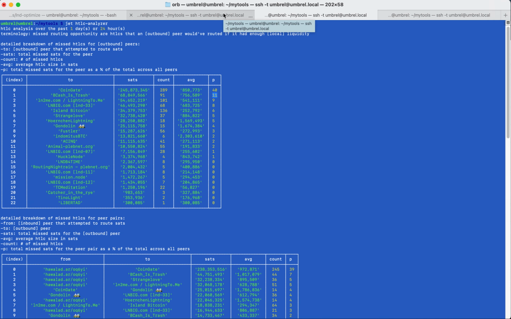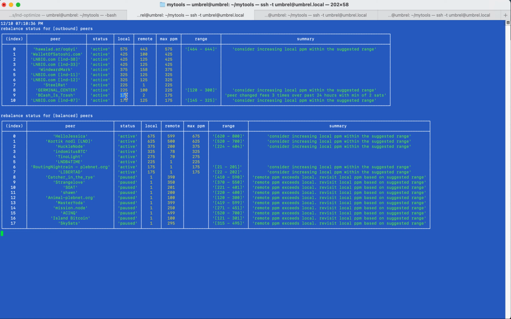Now, armed with this data, we can go back to the status, and clearly that 175 is not enough. So my action right now would be to bump 175 to, for example, 275 or something like 325. Give it a good solid buffer of at least 200 sats, maybe even 300 sats, and then hopefully Bcash will get more automated rebalancing done successfully.